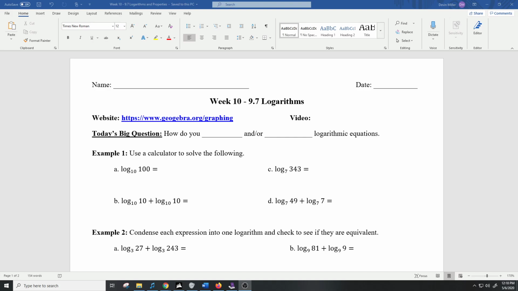This will be the last week and last assignment that you have to do for the rest of the school year. This week we're still going to be talking about logarithms and going a little bit more in depth, and specifically we're going to talk about the different kinds of properties that logarithms have.